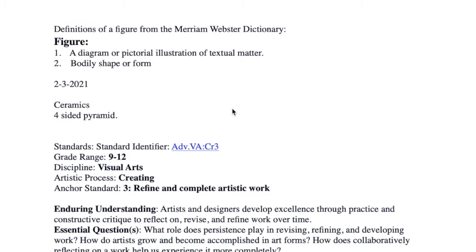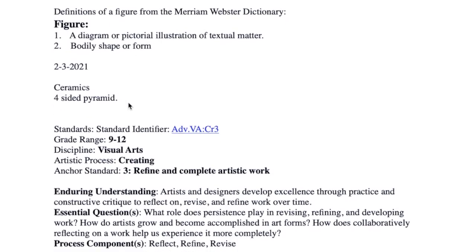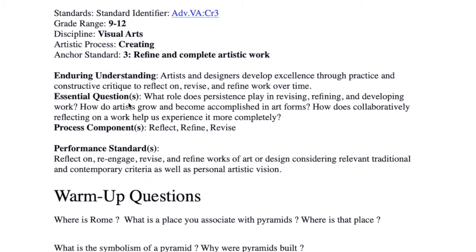We're going to be creating a four-sided pyramidal figure. The figure is a diagram or pictorial illustration of textual matter or bodily shape or form. It is a form. It is a four-sided pyramid.